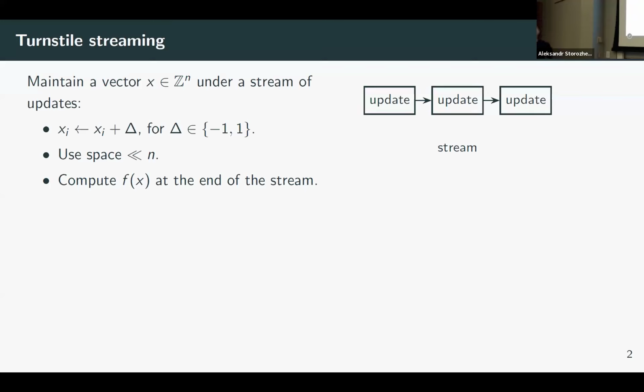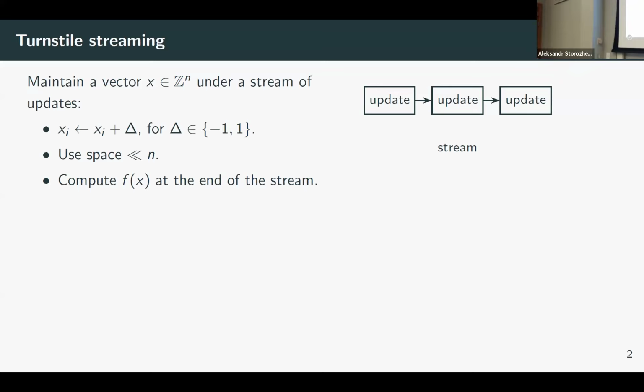So what is turnstile streaming? This is a framework in streaming algorithms that captures the insertion and deletion of items. Typically it is phrased as the following problem. We would like to maintain a vector x in Z^n, with integer coordinates, under a stream of updates. Each item in the stream is one update to this vector, either incrementing one coordinate i by one or maybe decrementing it by one.